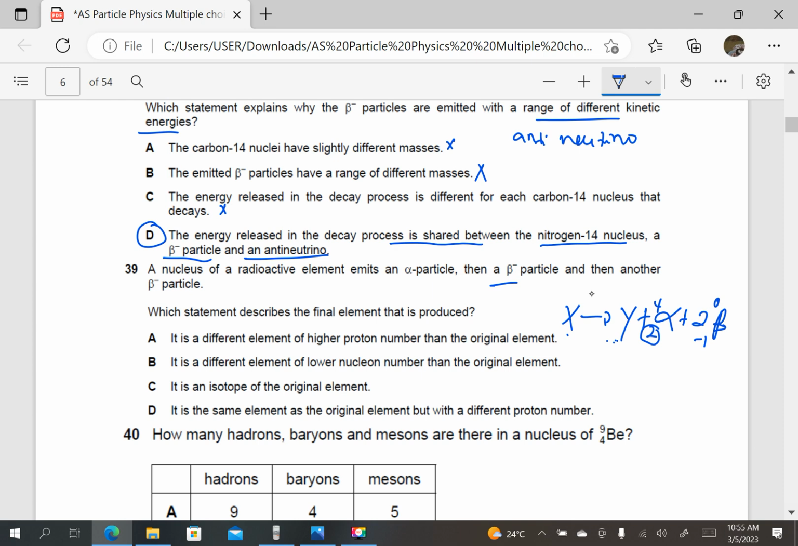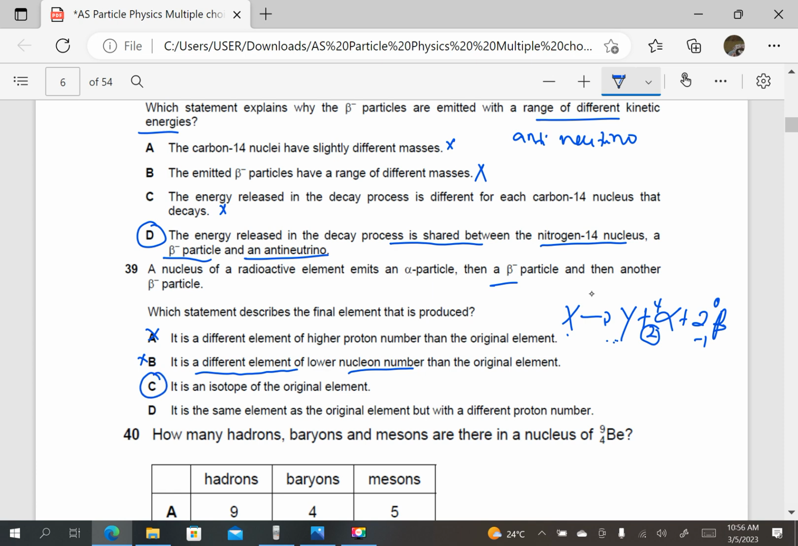So option one: a different element of higher proton number than the original element. That is not true. It is a different element of a lower nucleon number than the original element. That's also not true, because it is not a different element, it is actually the same element, but of course it has a lower nucleon number because the nucleon number reduces by 4. Then it is an isotope of the original element.